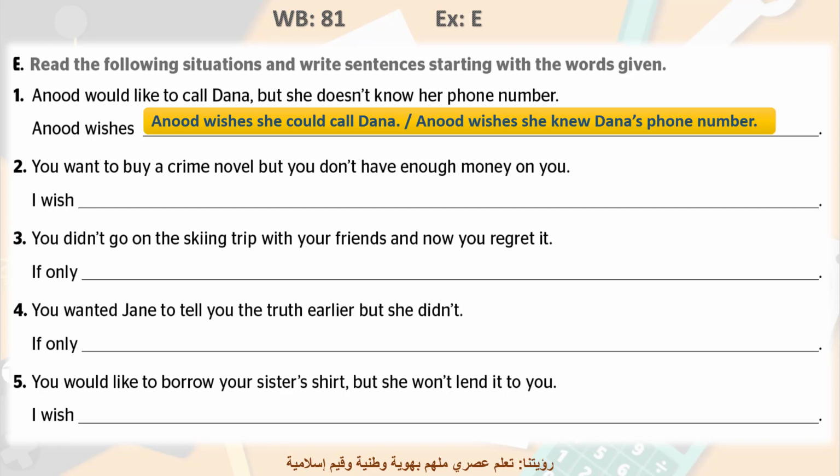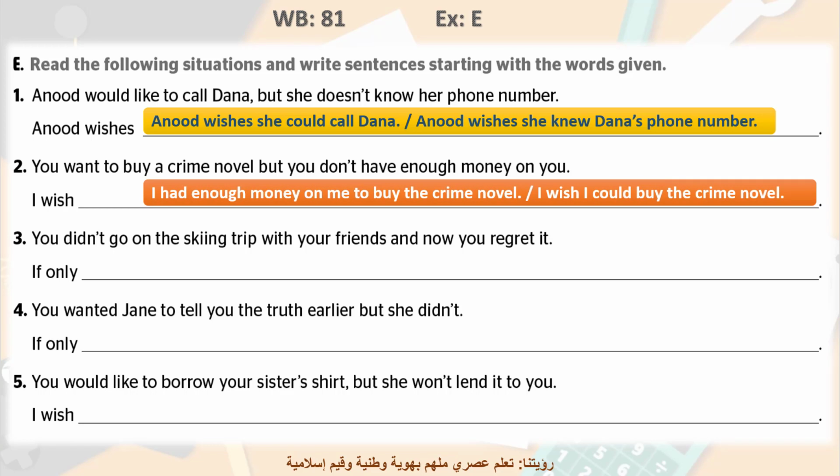Alright? Number two. You want to buy a crime novel, but you don't have enough money on you. What do you think? Yes, it's a future or a present wish. So the answer is, I wish I had enough money on me to buy the crime novel. Another acceptable answer is, I wish I could buy the crime novel.